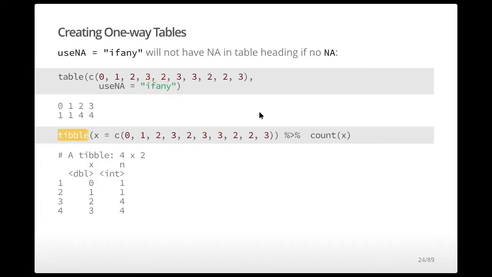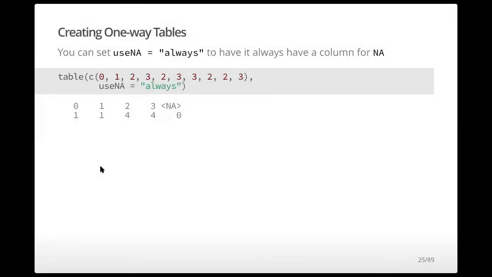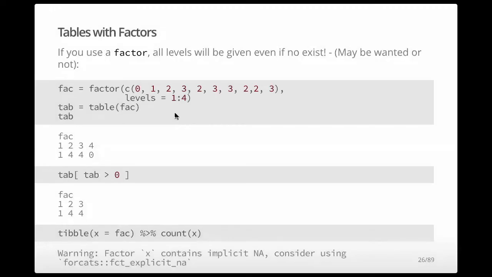So again, here we're making a tibble on the fly, running count x. Again, we get a frequency table very similar to table, but it is a tibble now, so all your dplyr functions will work on it. Like I said before, if we change that output to use NA equals always, we see a 0 row for missing values. So, tables with factors.